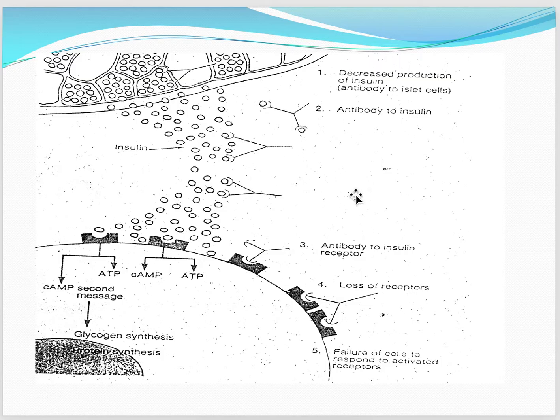Some antibodies can bind with the receptor and block it. As this antibody binds with the receptor, the insulin cannot bind with it. This will cause type 2 diabetes. And some antibodies can bind with the receptor and cause destruction of this receptor. So again, this will cause type 2 diabetes.